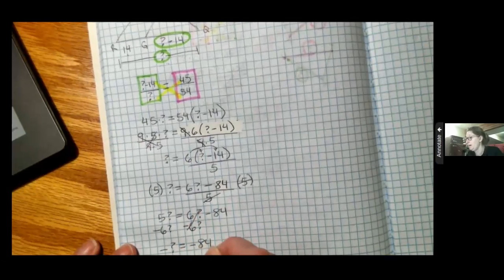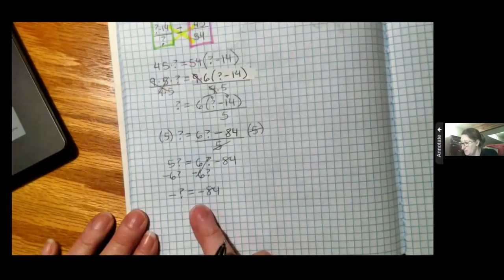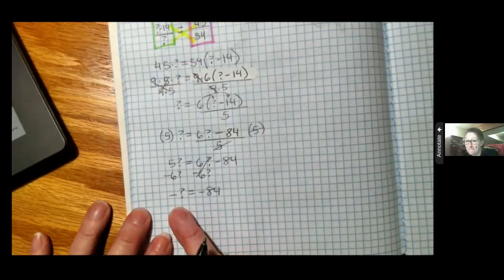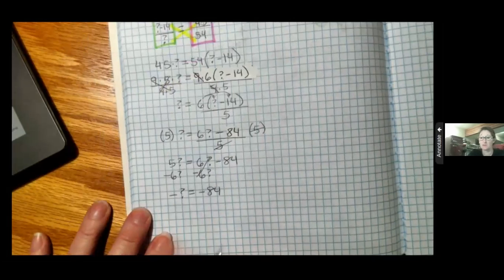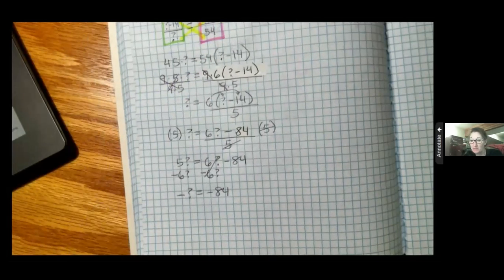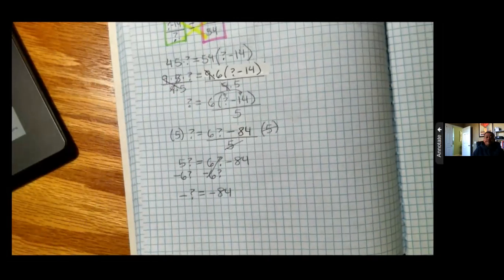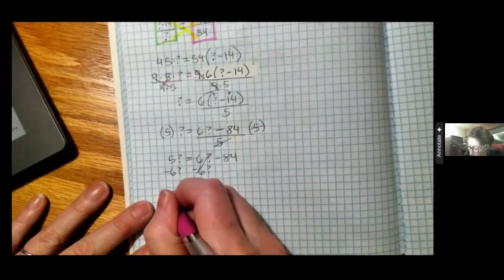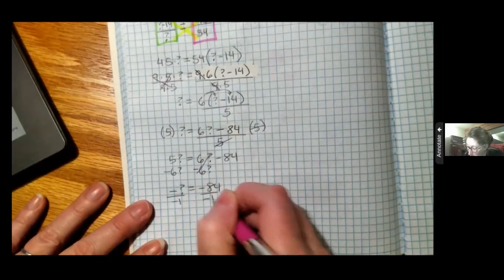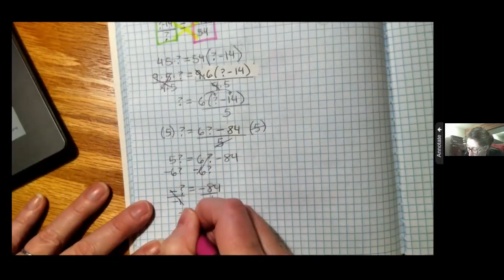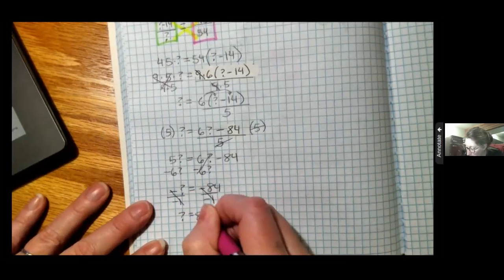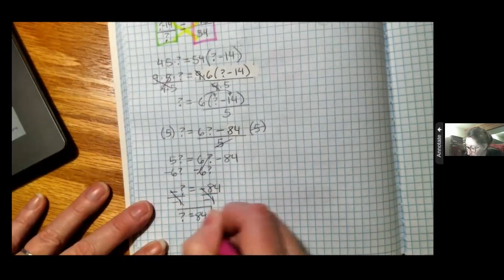Now I have an answer, but can my question mark be negative? Somebody tell me, can my question mark be negative? Are my variables allowed to be negative? No, the question mark has to be positive. Right, so here's how I fix that. I divide by a -1, which cancels out the negative on the question mark. And guess what? My side is 84.